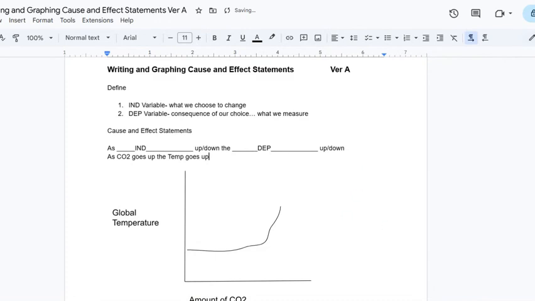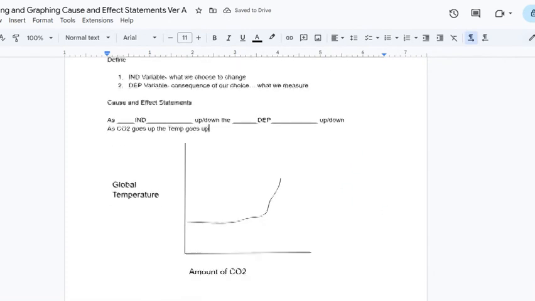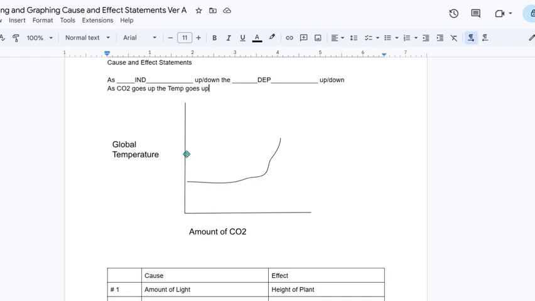So the CO2 would be the cause. The temperature would be the effect. A big thing that I want you to understand and remember is that the CO2 is going to be found here on the x-axis, and that's why I know that it's the independent variable. This one right here is going to be on the y-axis. This is my dependent variable. So as the CO2 goes up, the temperature goes up.